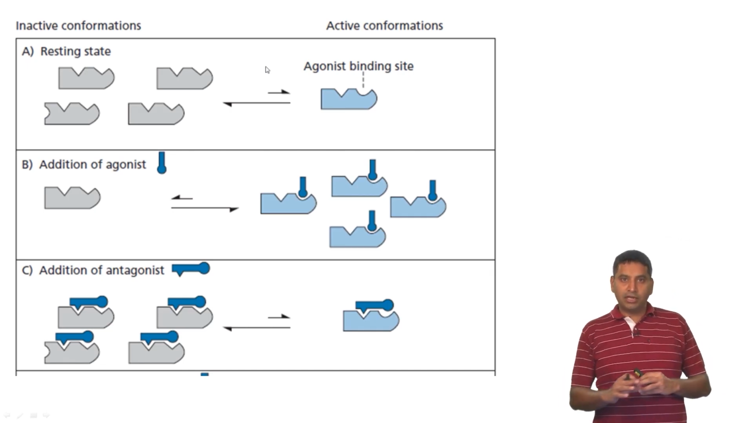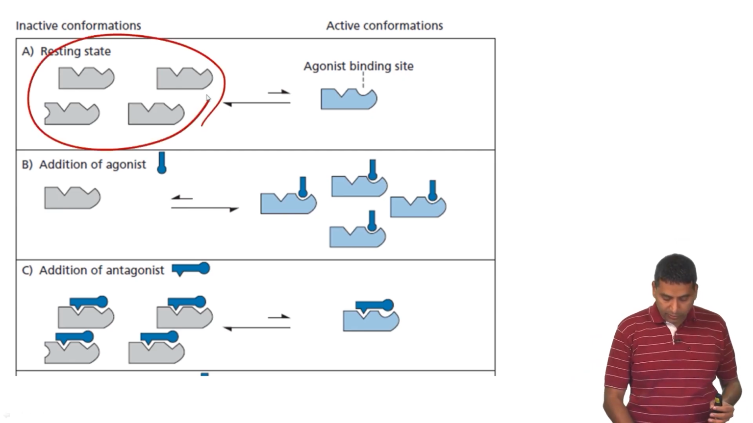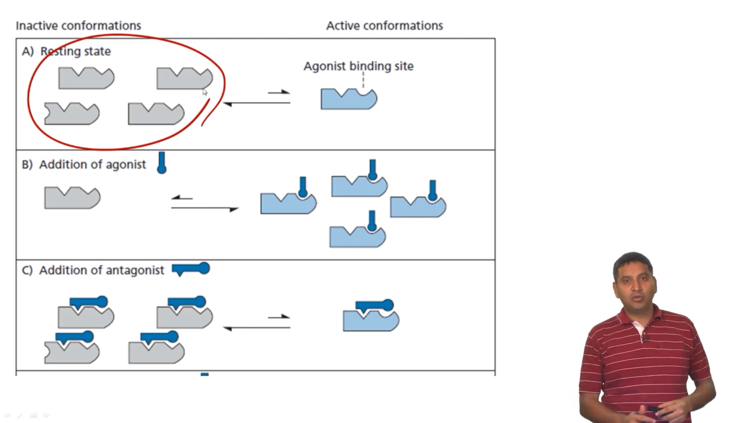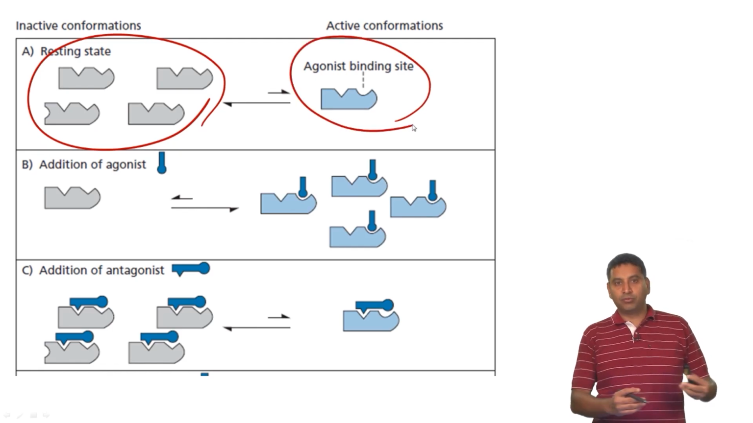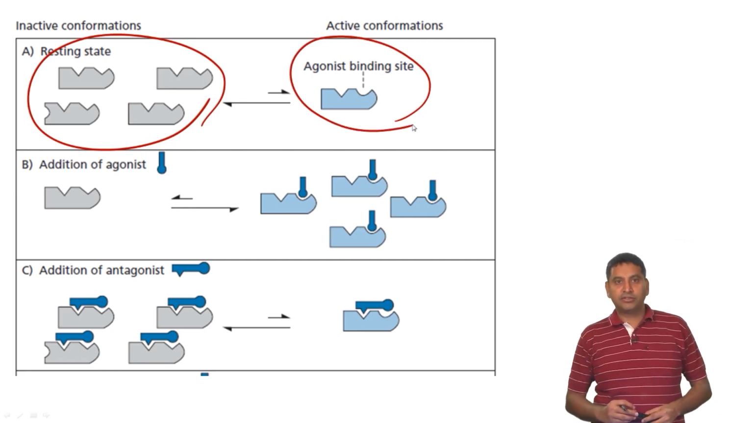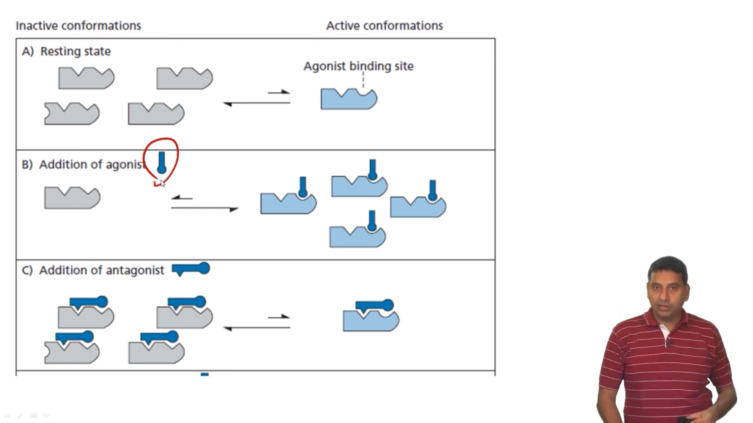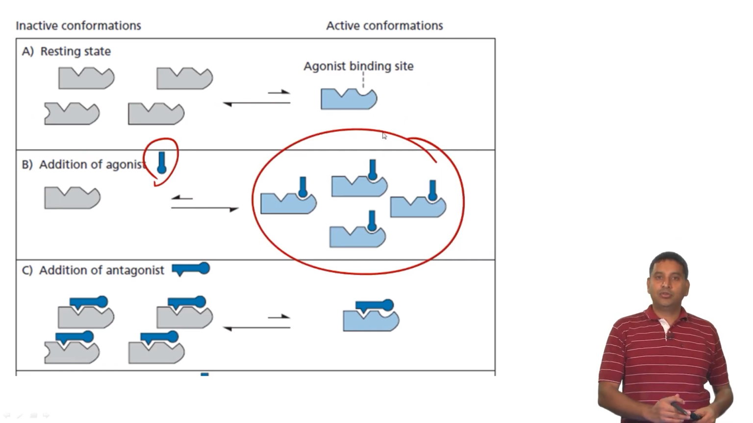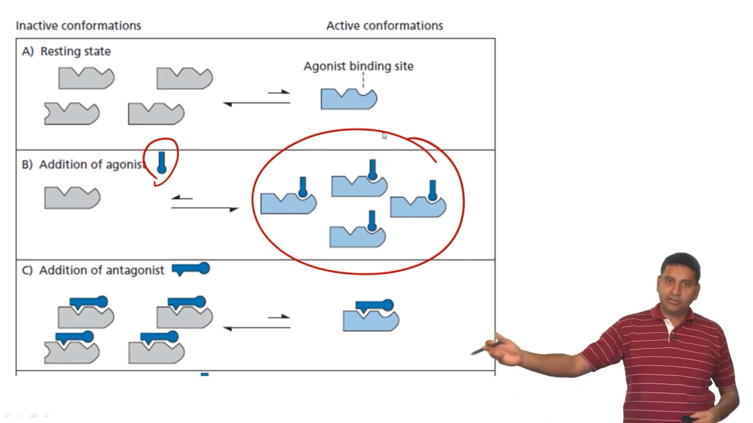In a traditional receptor, there is a resting state which is shown by these gray pictures here. It is in equilibrium with the active conformation, which is what our inverse agonist tells us. Once you add an agonist, you have the active conformation in a larger concentration. Once the active conformation is in a larger concentration, it results in enhanced signal transmission.